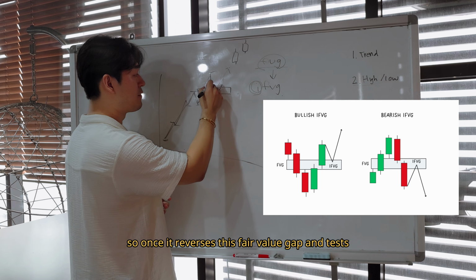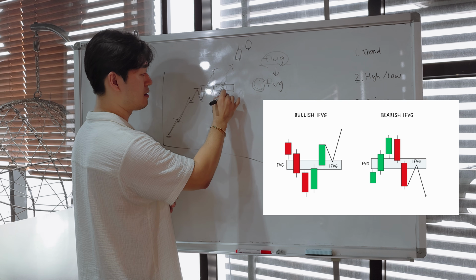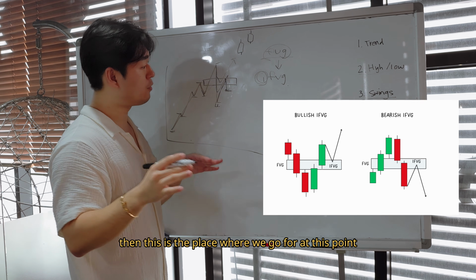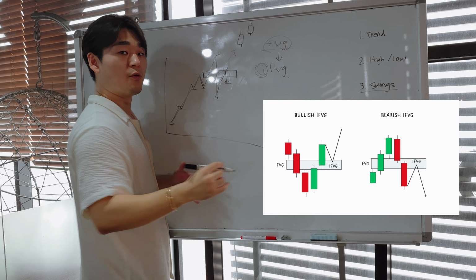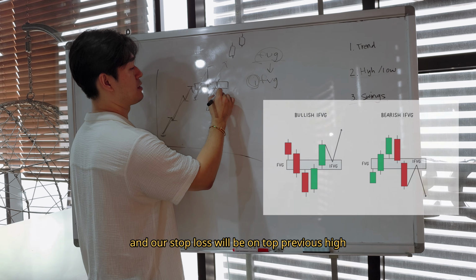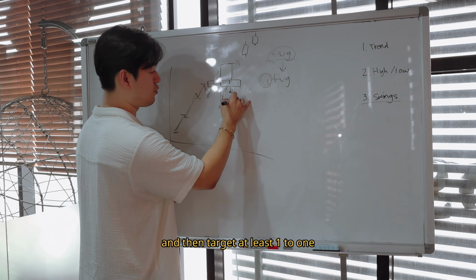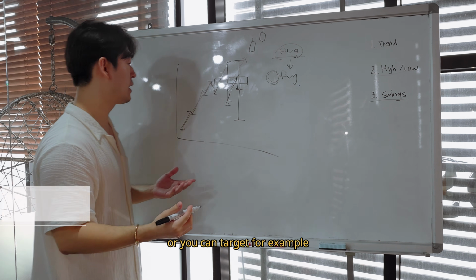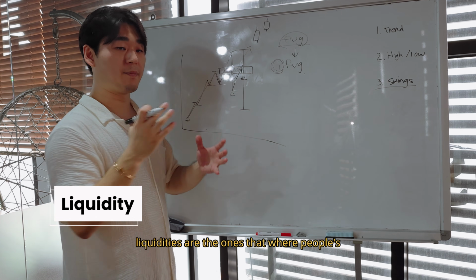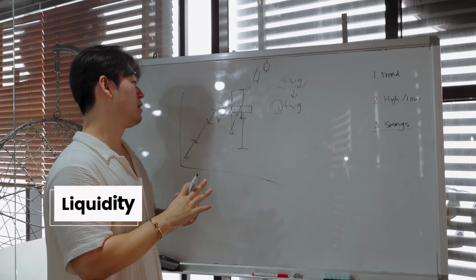So once it reverses this fair value gap and tests, then this is the place where we go for, at this point, a short, right? This is the place where we go for short, and our stop loss will be on top, previous high, and then target at least 1-to-1, or you can target, for example, these are our liquidities. Liquidities are the ones where people's stop losses or the liquidation levels are.